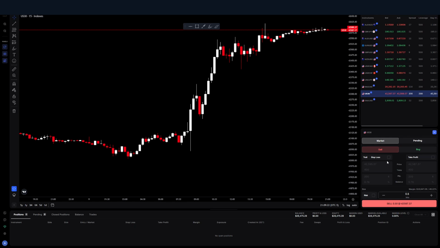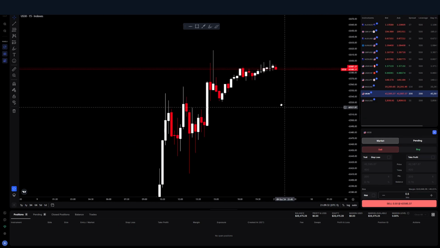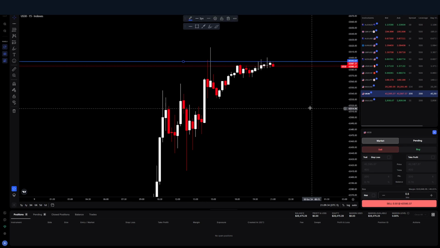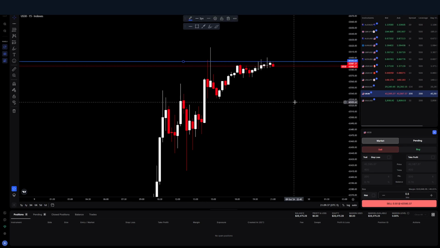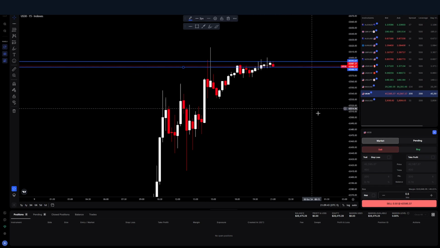For example, let's say you're trading US 30 and you're looking to buy up here for this breakout of maybe 42,593.67. You put a stop loss order at, we'll say, 42,584. Your trade will automatically close if the price drops to that level.